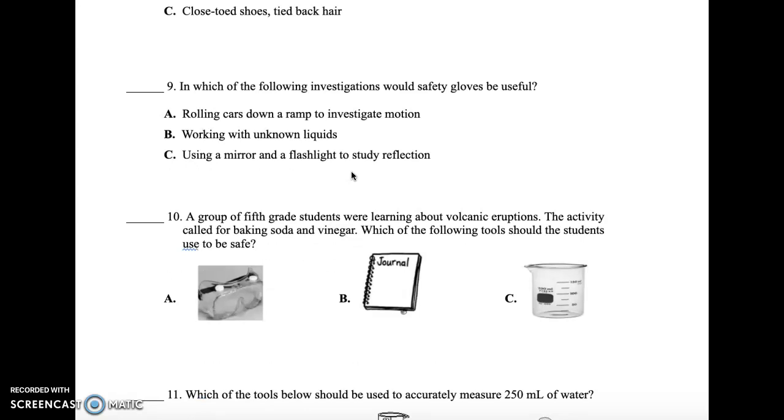Number 9. In which of the following investigations would safety gloves be useful? A. Rolling cars down a ramp to investigate motion. B. Working with unknown liquids. Or C. Using a mirror and a flashlight to study reflection.